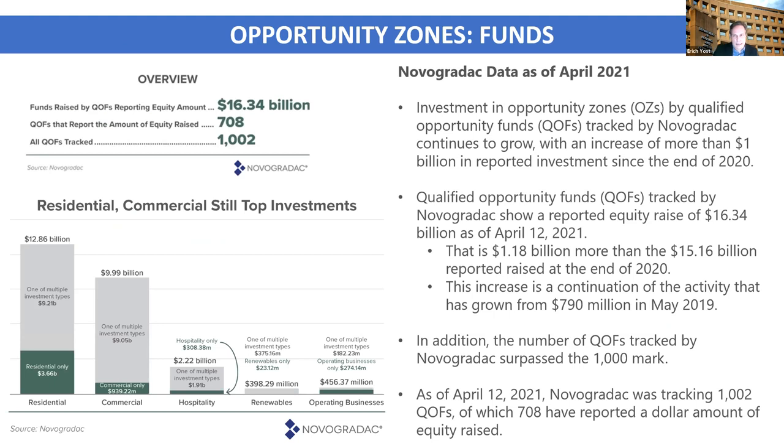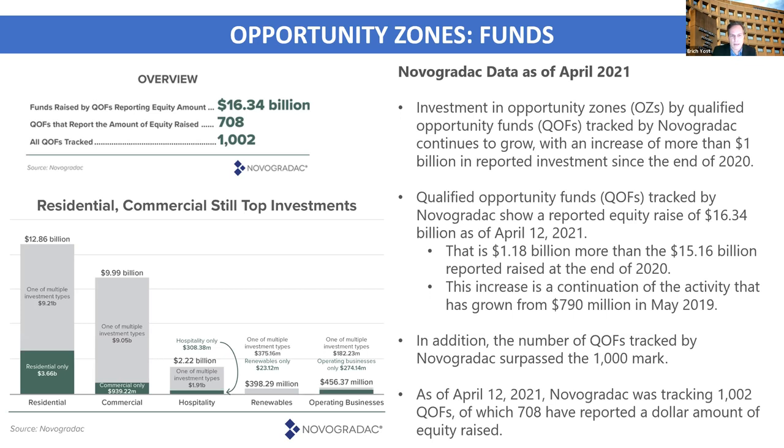Novogradac obviously collects data around their opportunity zone funds that self-report to them. In April, they provided a recent update to their report. And of course, they show that there were 708 funds that they're tracking, around $16.34 billion. You can see a majority is in residential, but we're seeing an increase in business and in other areas of renewables as well, and in the commercial side.